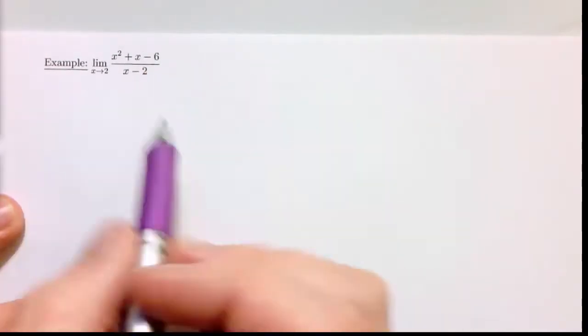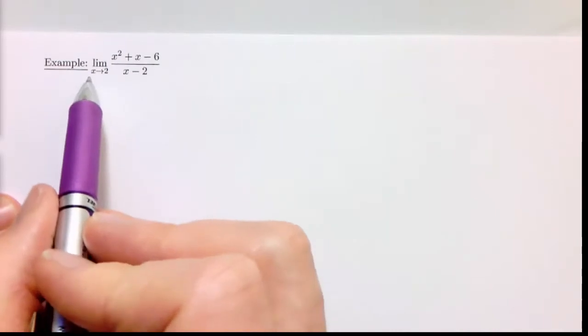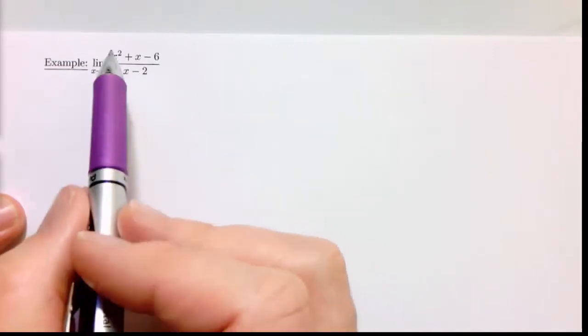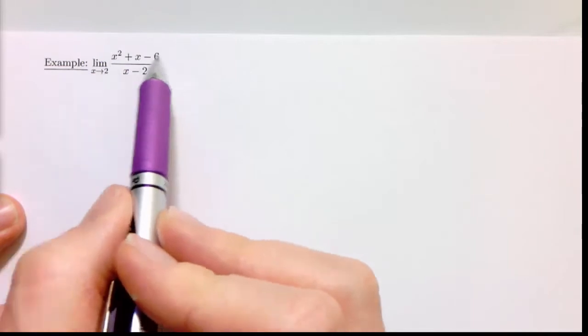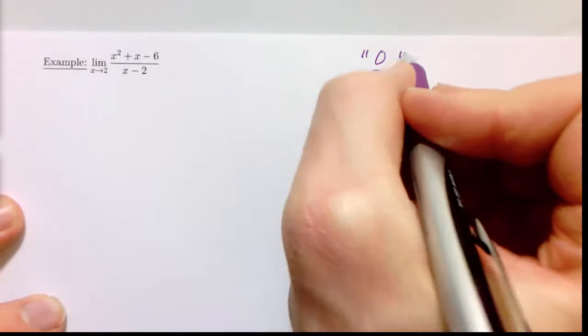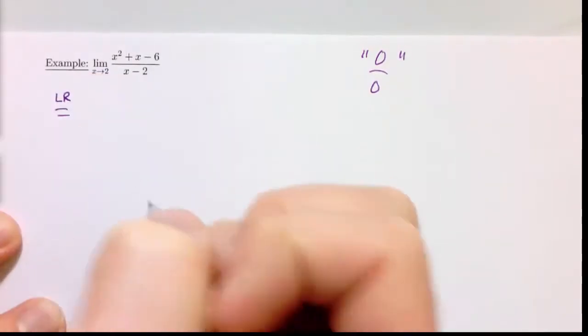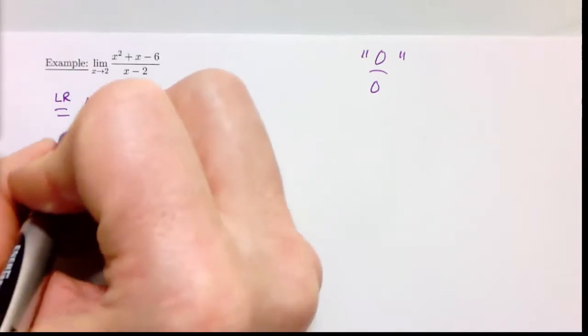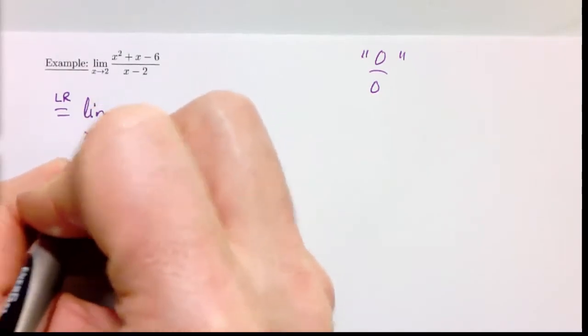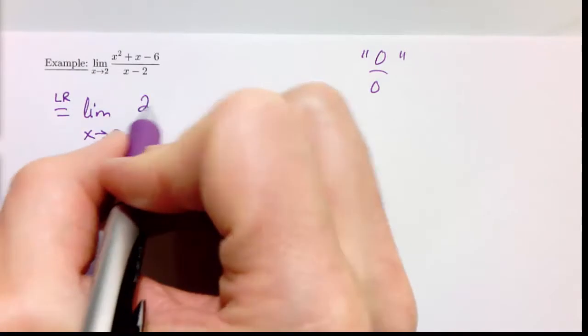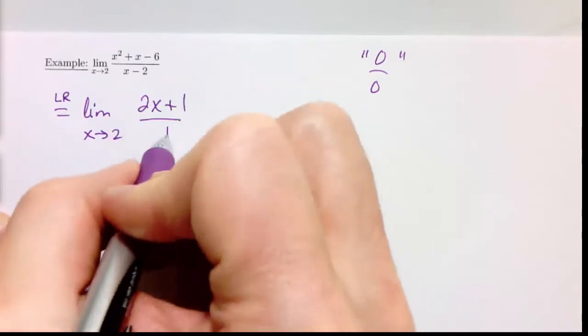This first one is one for which we don't really need L'Hopital's rule, but we're going to do it anyway. The first thing you need to check is that when you try direct substitution, you have an indeterminate form. When I plug in 2 here and do the numerator, I get 0, 0. So this is certainly of the form 0 over 0. It's an indeterminate form. And according to L'Hopital's rule, I like to write a little LR to remind myself that's what we did there. I take the derivative of the top, and I take the derivative of the bottom.